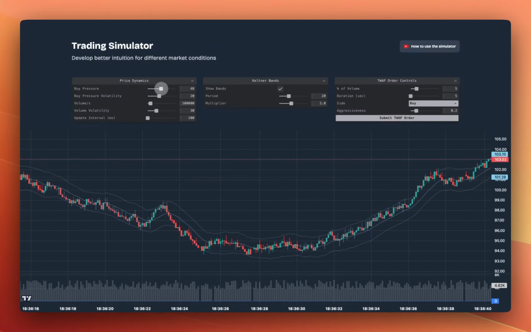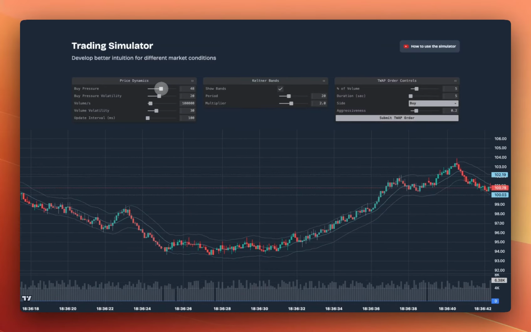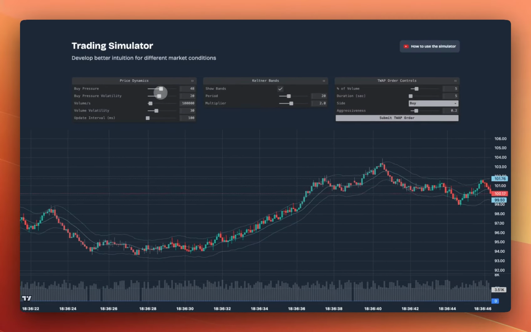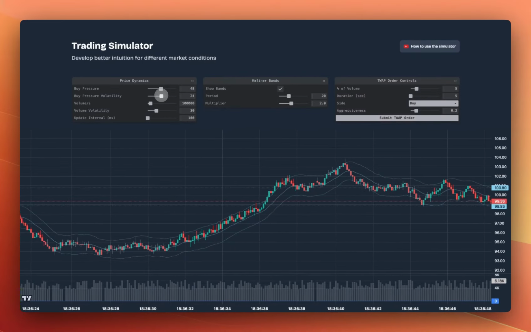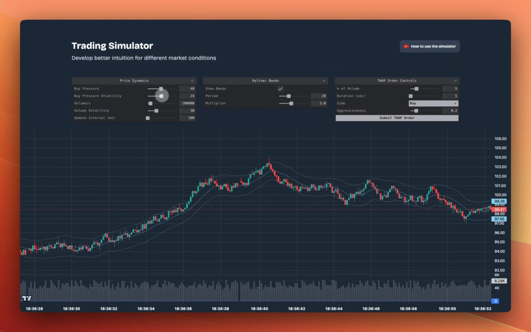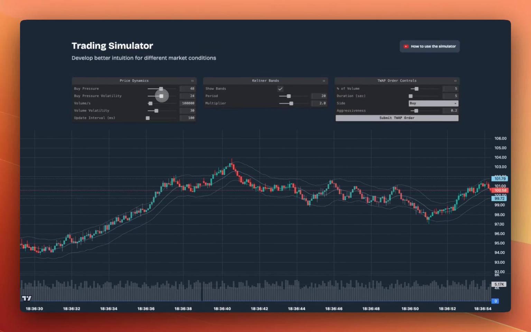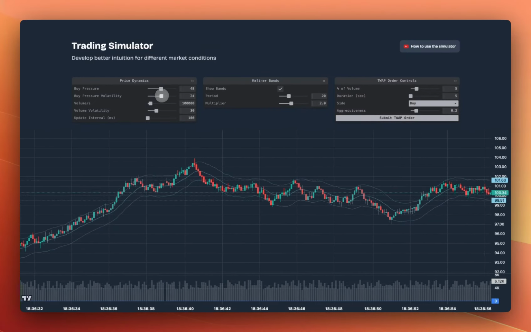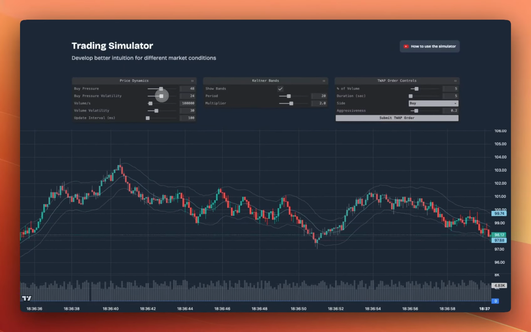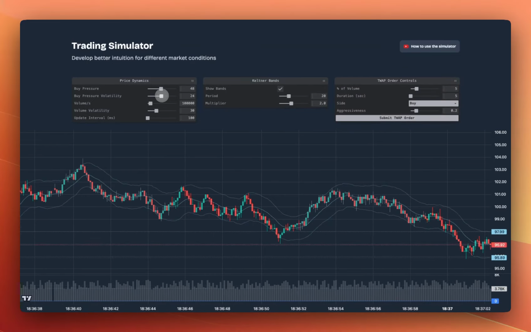If you've been trading for any length of time, you'll know that prices don't just go straight up or straight down. The volatility of buying pressure reflects that. Choose a lower value to simulate a cleaner trend and a higher value to make it choppier. And similarly for the volume sliders. By default, the chart is updating every 100 milliseconds, so 10 times per second. You can change this as you see fit.